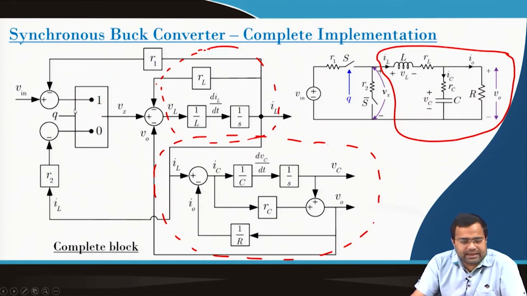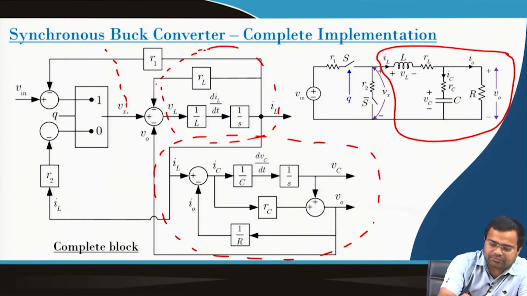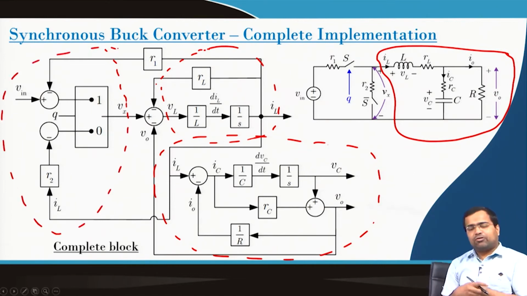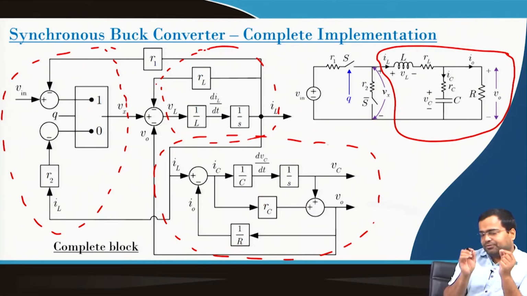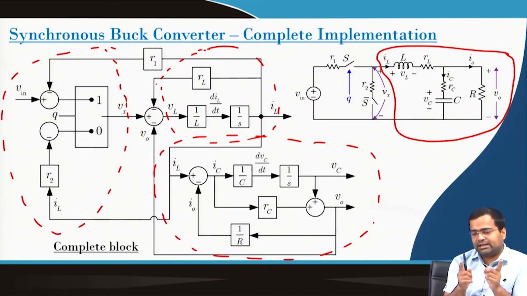So, here this is the block I am talking about. I need to implement this block now. This block consists of Vx, so I need to define two additional parameters, R1 and R2. R1 is the on resistance of the high side switch, R2 is the on resistance of the low side switch, and this Vx will be generated using a switch block.